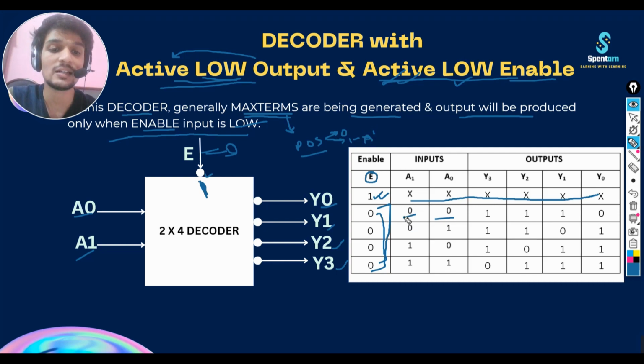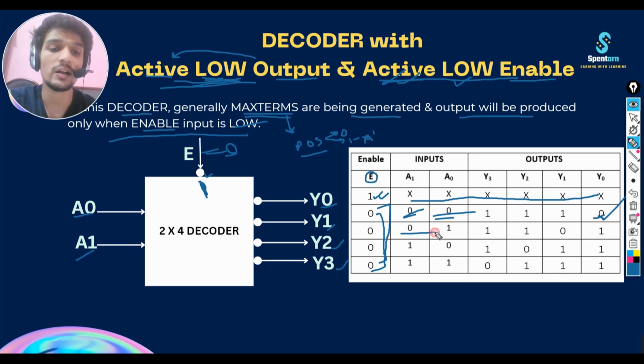So to represent 0, 0, that means we have 0, 0 as 0, right? 0 should be the output, so it is getting 0 here, right? Because we are denoting it in the format of POS. From here you can understand that for active low output, our output will get active only when any of the variables is low, right? So here we have the variable as low, which means it is our output, okay?